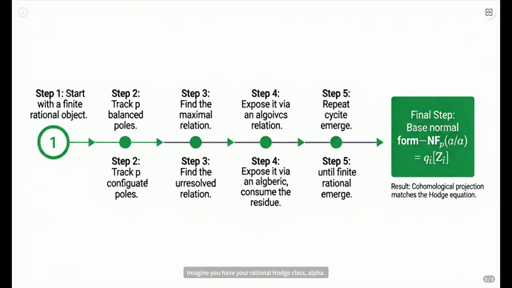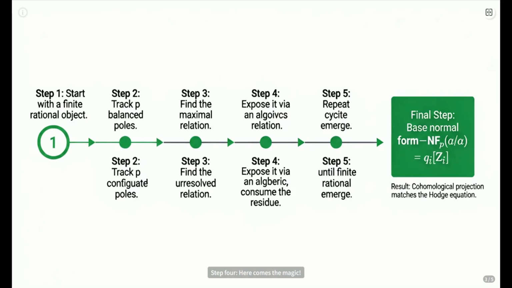Imagine you have your rational Hodge class alpha. Step 1, R-base says, show me your papers. It demands a finite projective provenance certificate. Step 2, check those p-conjugate poles are indeed balanced. Now, the fun part, find the biggest, most stubborn unresolved relation within this object. This is your maximal source.